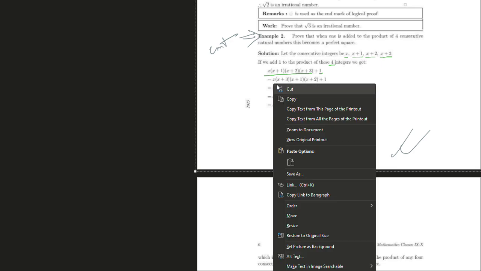So if we add 1 to the product of these 4 integers, what does it become? You can see from the multiplication steps here, at first we take these two, and we get x squared plus 3x, and then we multiply these two, we get x squared plus 3x plus 2, and 1 is then kept separated. So we then assume x squared plus 3x, which is common in both of these, as a. So we get a into a plus 2, where 2 comes from here, so it's a into a plus 2, plus 1.